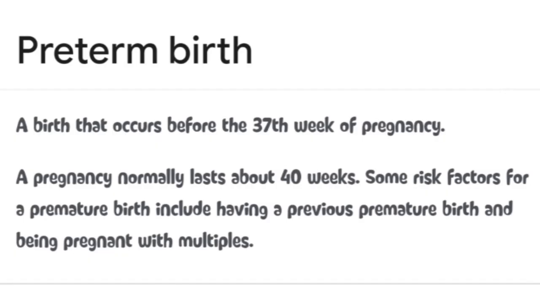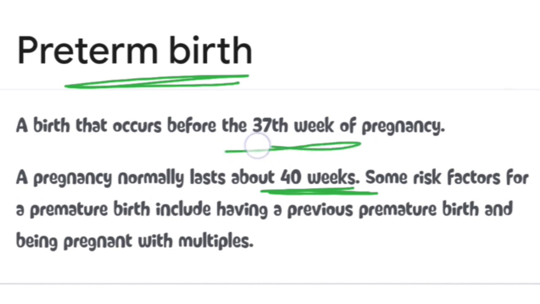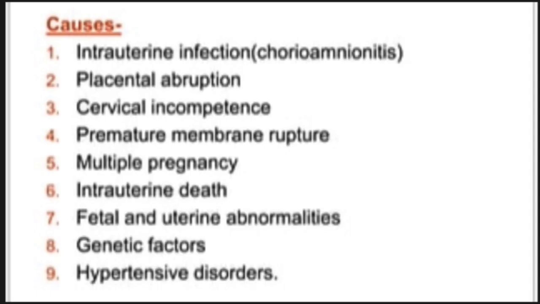Today's topic, preterm birth. Normally the birth of the baby occurs around the 40th week. But if the birth of the baby occurs before 40 weeks, midway, around 7.5 months, that is before the 37th week of pregnancy, it is considered a preterm baby. In preterm labor, generally the position of the baby is breech.